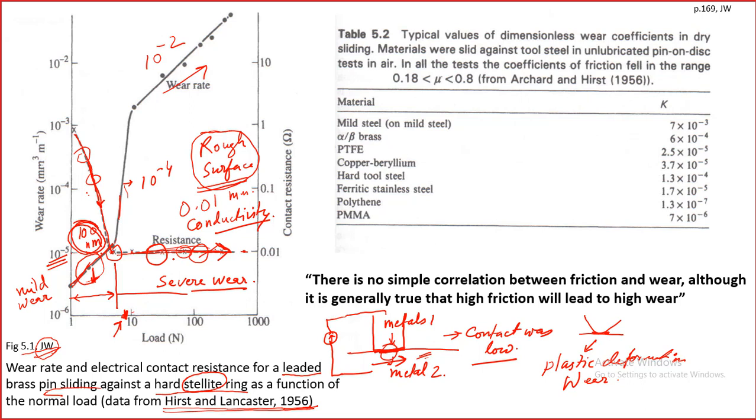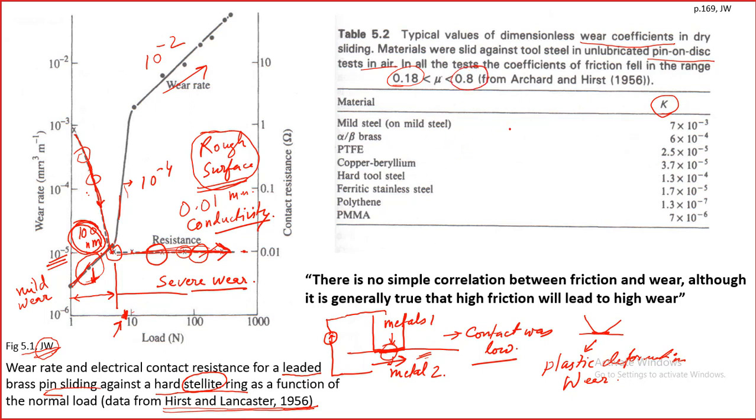So here in this table, let's see the wear coefficient. So we have got wear coefficient, not a specific wear rate. So therefore there is no dimension of it. It is dimensionless. And pin on disc test was conducted, and all in air. And the coefficient of friction was also measured, which varied between 0.18 to 0.8.